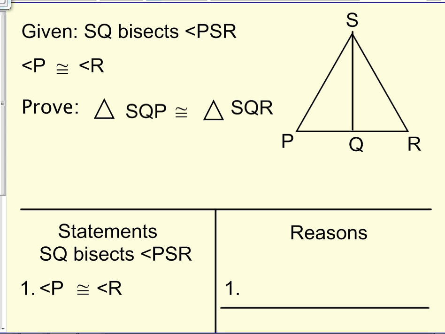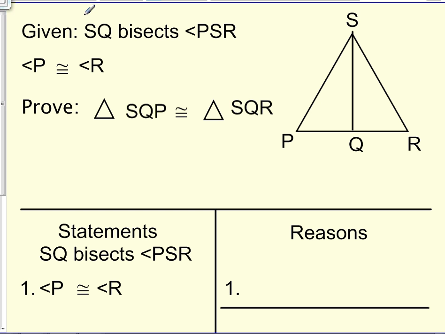One more proof for you. I am going to let you try and do this one on your own. I'm not going to give you any of the statements or any of the reasons, but I do want to see this in your notebook tomorrow. So we have the given, which is SQ bisects the angle PSR. We're also given that angle P and angle R are congruent, and we need to prove that these two triangles are congruent to each other. All right, so I want you to go through, write yourself a 2-column proof about this, and I will check it over tomorrow.